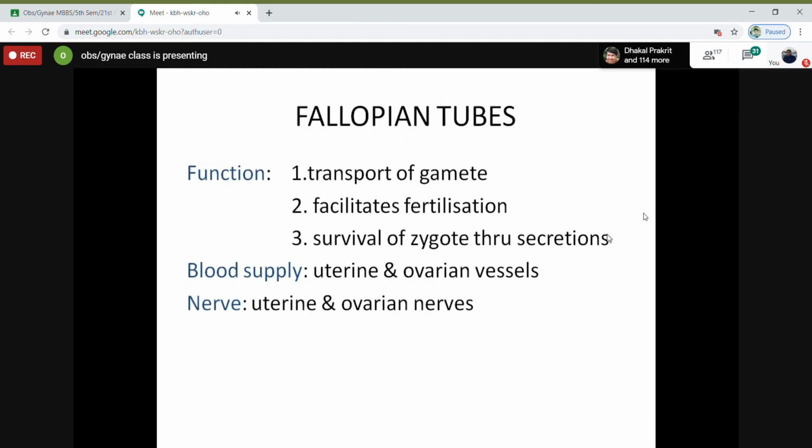What are the functions of the fallopian tube? It transports the gametes, facilitates fertilization and survival of the zygote through its secretions. And what is the blood supply? It doesn't have its own blood supply; it is from the anastomosis of the uterine and ovarian vessels. So both of them give branches for the fallopian tubes also. The nerves are also like the uterine and the ovarian nerves.